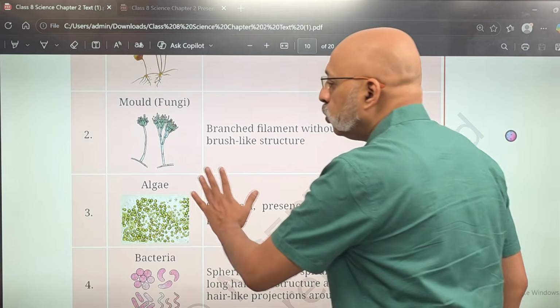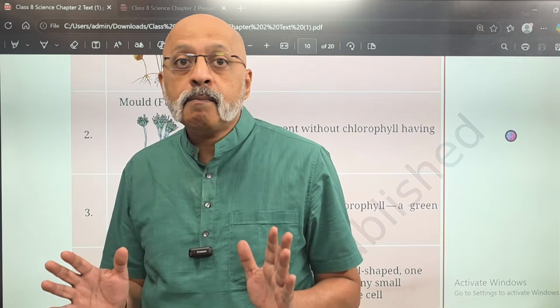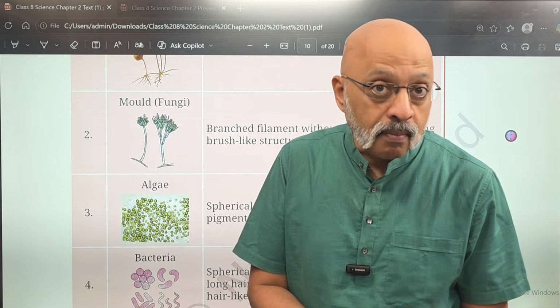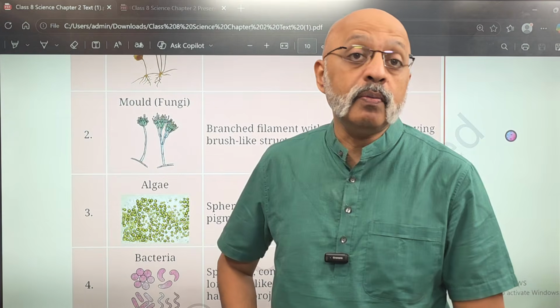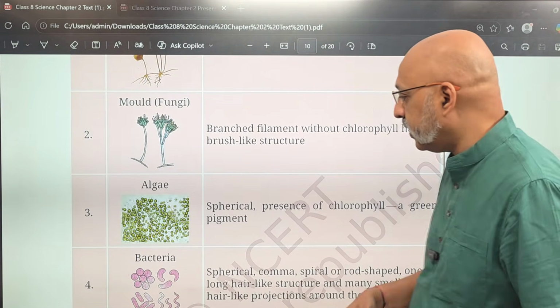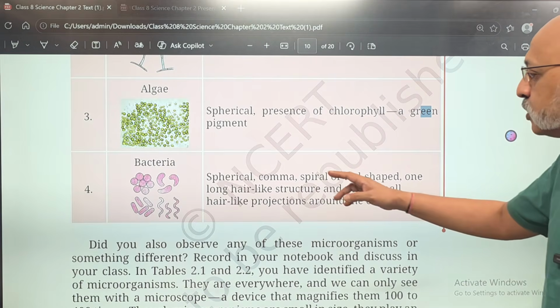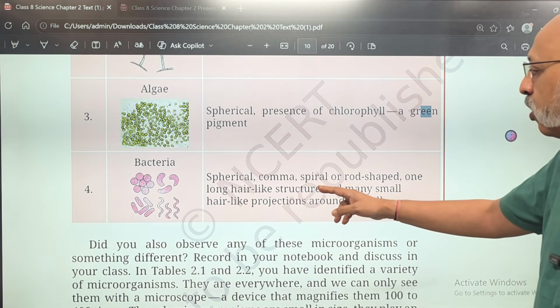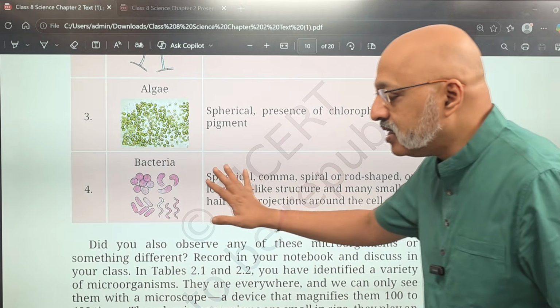But I told you, you need to be familiar with all these different terms, because these can come, as I said, in MCQs. And going forward in class 9 and 10, you will be studying all this in much greater detail. Then finally, bacteria, which are unicellular, spherical, spiral, rod shaped, with one long hair-like structure and many small hair-like projections around the cell. This is bacteria.